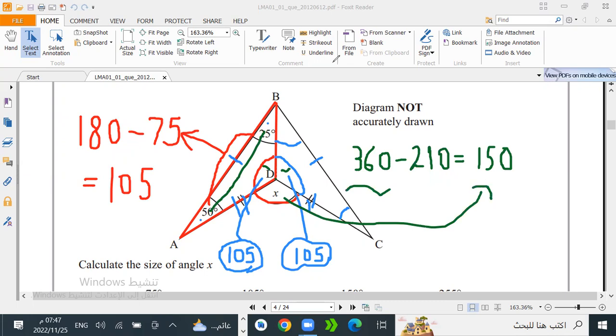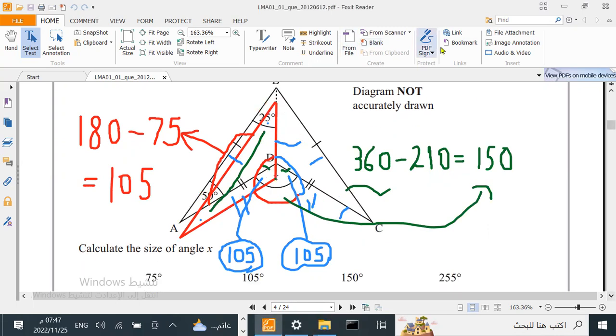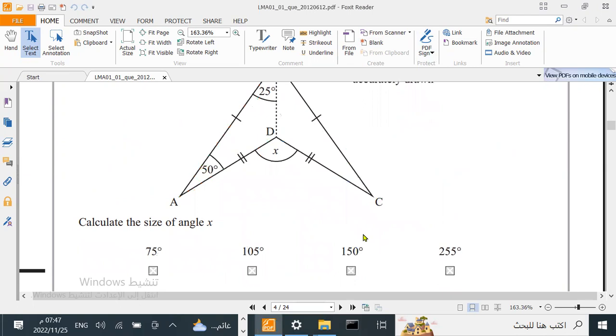150. Do you understand the idea? Yep. Very good. So let's remove this. So 150, this is the answer. Okay. Good job. Abdurrahim, you with us?